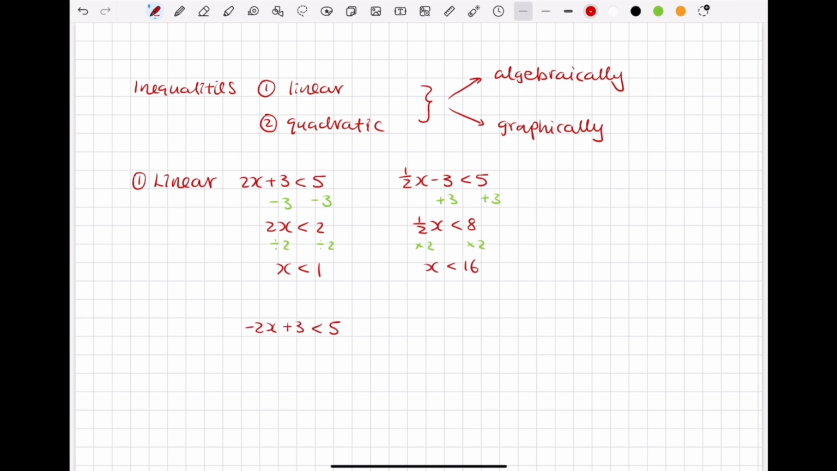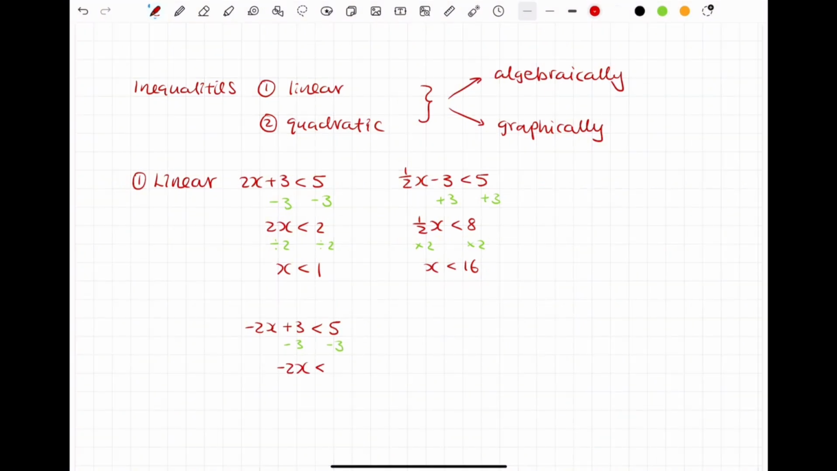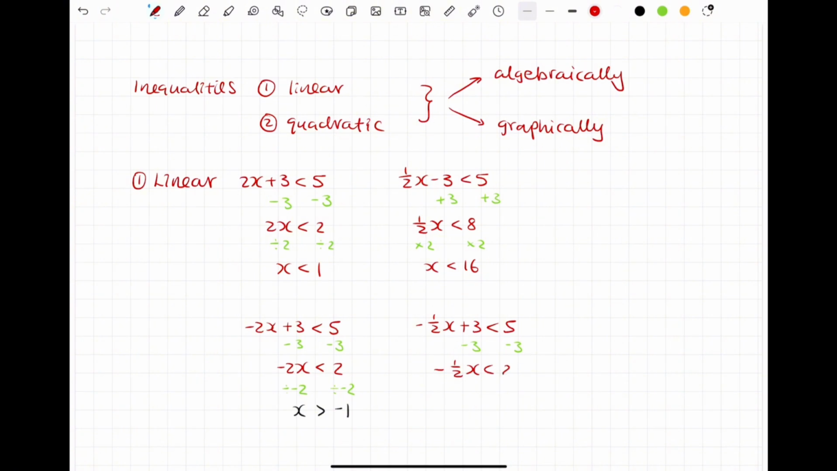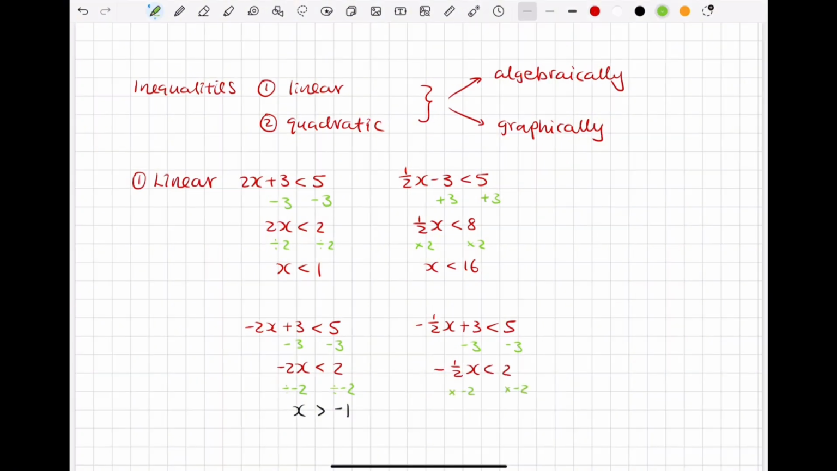Moving on, negative 2x plus 3 smaller than 5. Subtract 3 on both sides, we have negative 2x smaller than 2. Divide both sides by negative 2, we will have x greater than negative 1. Final one, negative a half x plus 3 smaller than 5. Subtract 3 on both sides, we have negative a half x smaller than 2. Times both sides by negative 2, we will have x greater than negative 4.